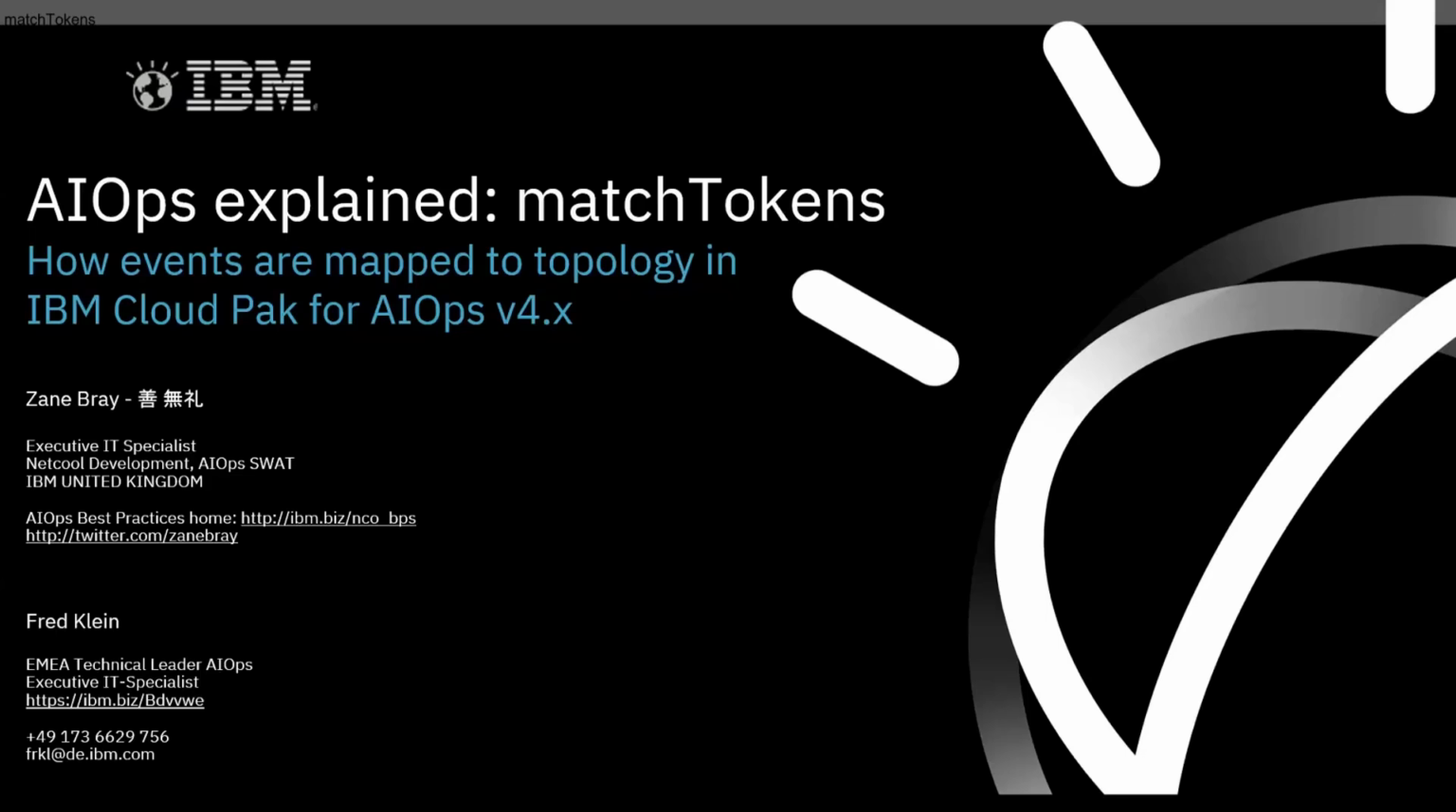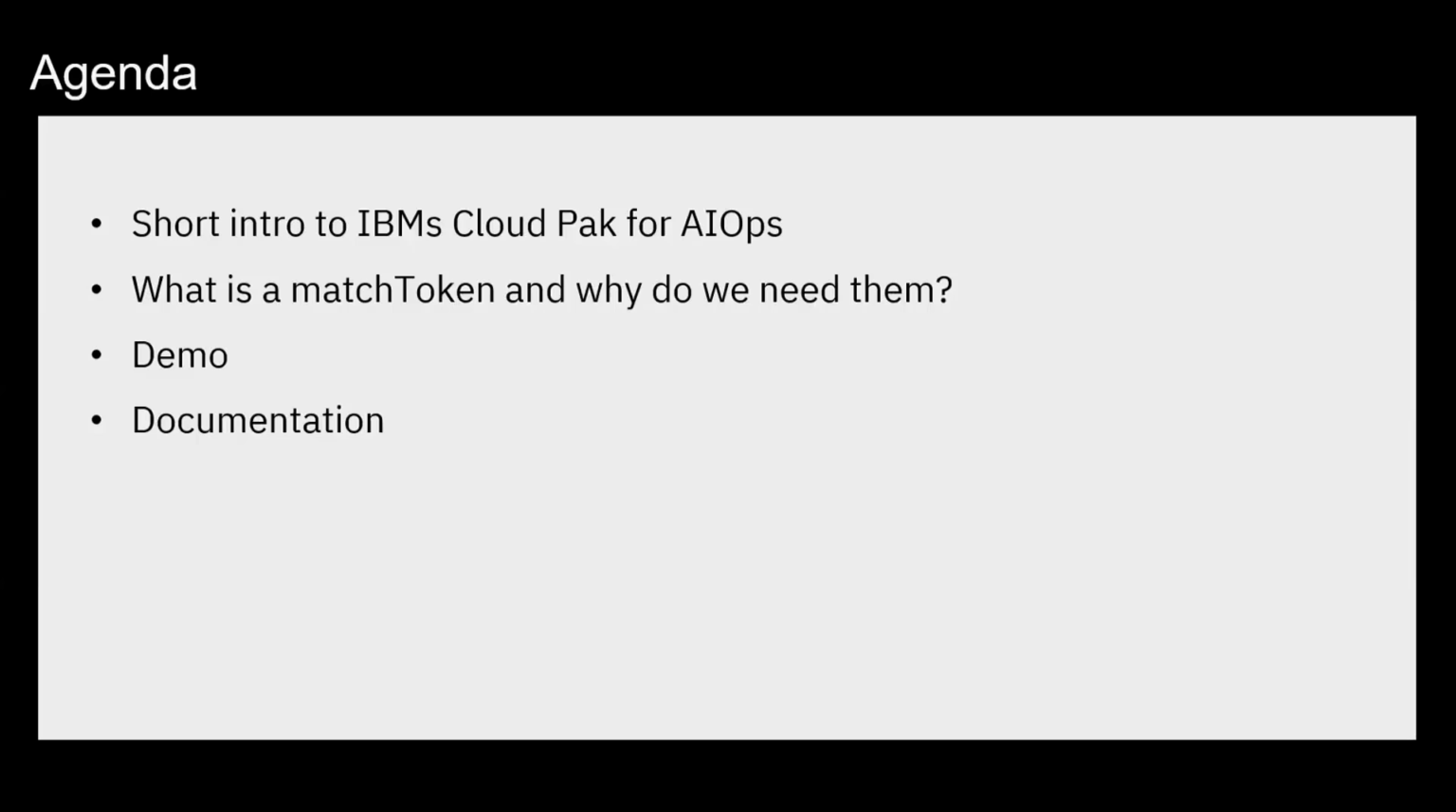But back to the video, we have prepared a number of things. So this is the agenda we're going to talk through. We're briefly introducing the Cloud Pak for AIOps, what it's positioned for in the automation portfolio. And then we are going into the topic of today, match tokens, why we have them and what they are doing. We are going to have a demo, which will be featured by Zane, and we're going also to give you vectors into the documentation, as well as Zane has already published a blog entry on the community. So that will be all parts of today's video.